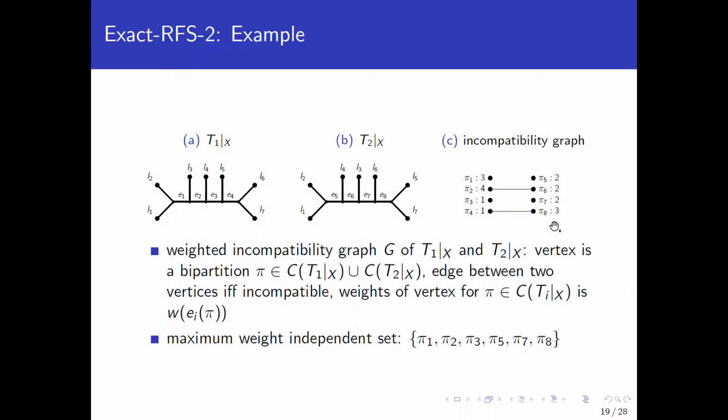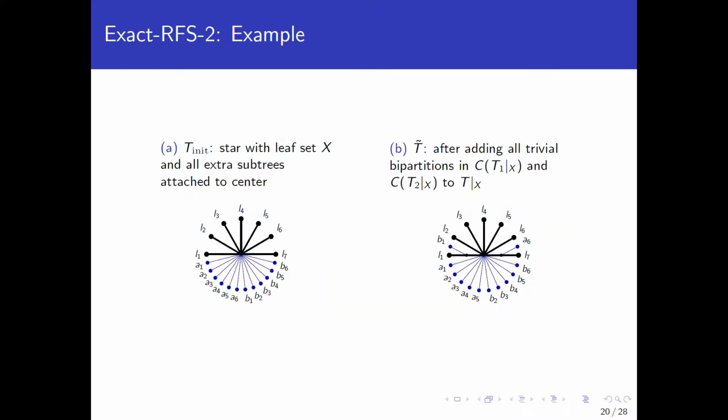We will not get into the details of how to use the computed compatible bipartitions to construct the supertree, but the overall idea is that we start with an initial supertree that doesn't share any bipartition with the source trees T1 and T2, and then we refine it gradually using the bipartitions from the independent set we computed.